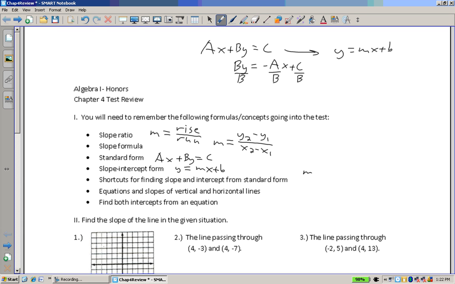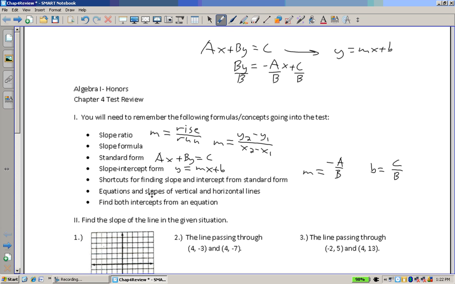So the shortcuts: m equals the opposite of a over b. That's how that is derived. If you forget, just thought that might be helpful. And b is c over b. Those are those shortcuts. So really, you could take this formula, manipulate it one time, then have the shortcuts to be able to use it the rest of the test, which is a pretty good idea.